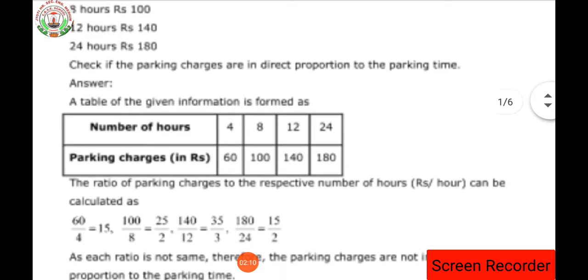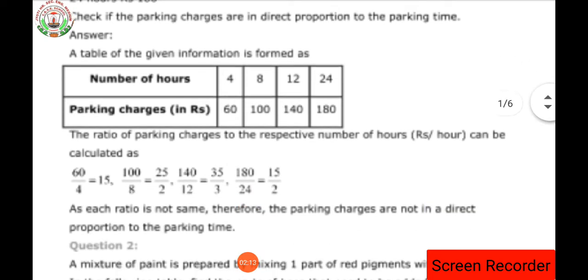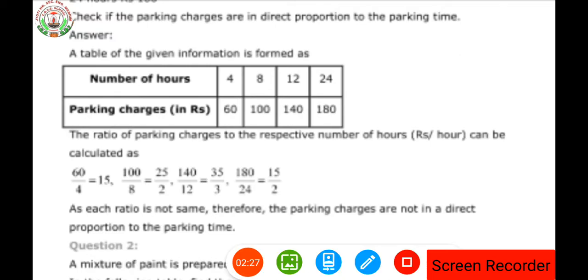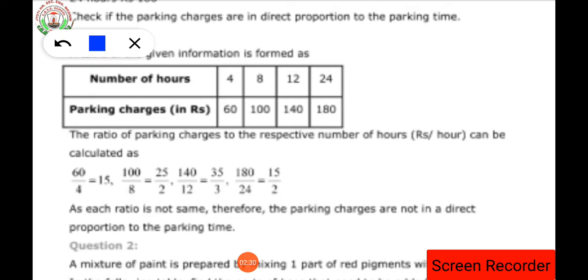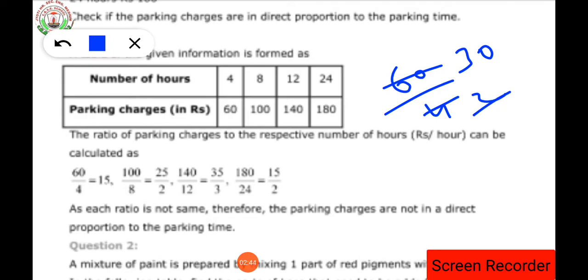For checking whether it is a direct proportion or not, we have to solve it. The ratio of the parking charges to the respective number of hours, that is rupees per hour, can be calculated. That means 60 upon 4 is equal to 15. Let's see how it is 15. Charges is 60 rupees upon 4. When cancelled by the table of 2, 4 goes 2 times and 60 goes 30 times. Then again by the table of 2, 2 becomes 1 time and 30 becomes 15. That's why here we got the answer 15.